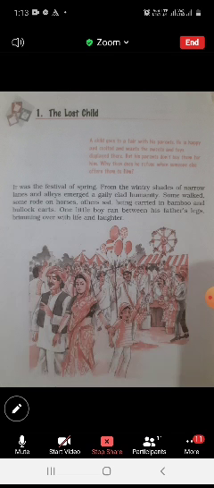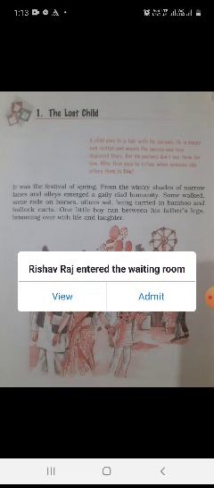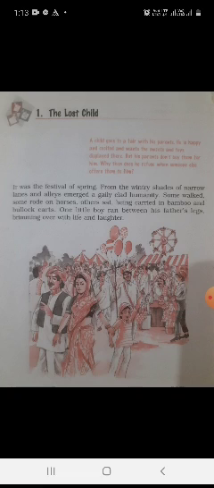So here the chapter, The Lost Child, is a fantastic chapter in itself because it deals with the psychology of human beings, especially the psychology of a child. In this story, you will come to know about the mindset of a child who likes some small things which are ignorable for adults, which are ignorable for grown-up persons.